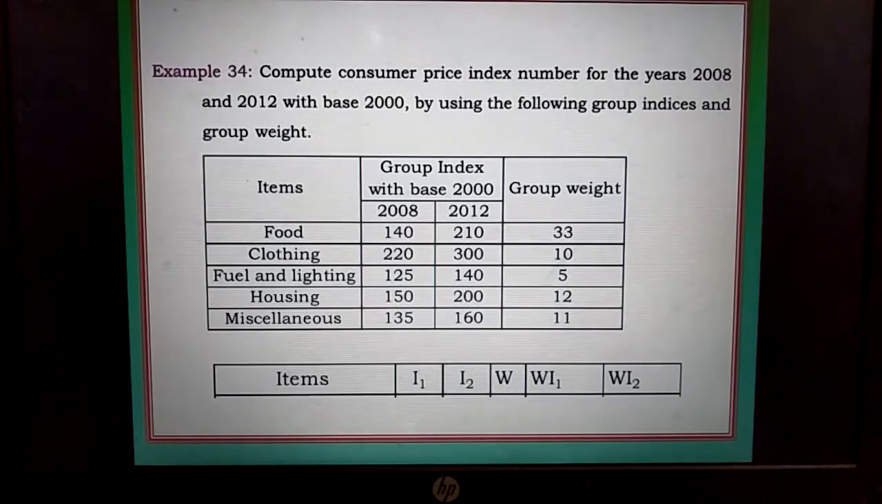Which method will be applied then? Based on the given data, which method is possible to apply in order to calculate consumer price index number? Whether aggregative expenditure method is possible, students? You can see, no, it's not possible, correct? Then which method will be applied? Family budget method is being applied.